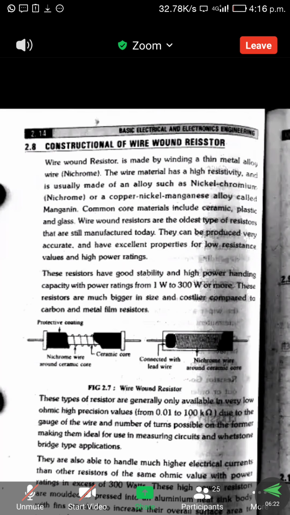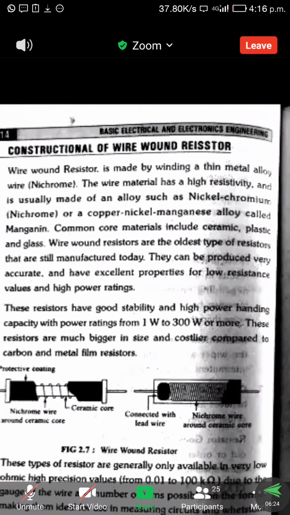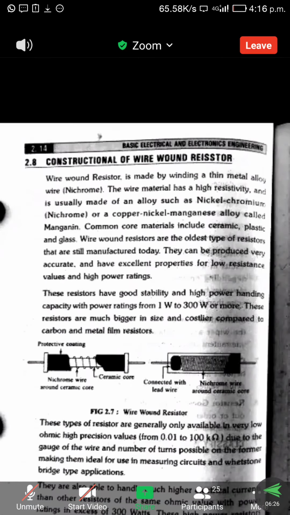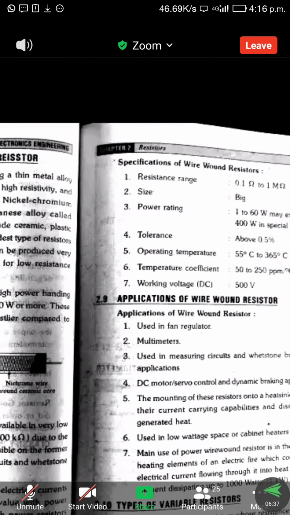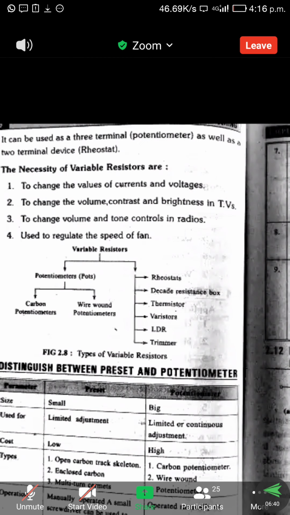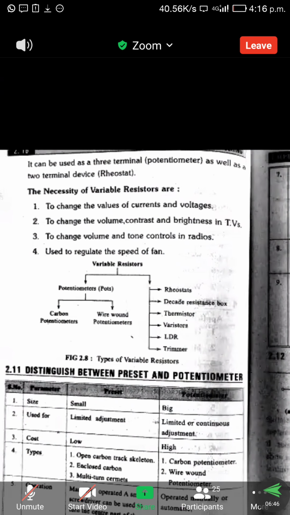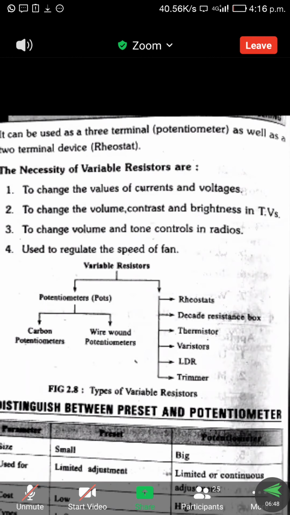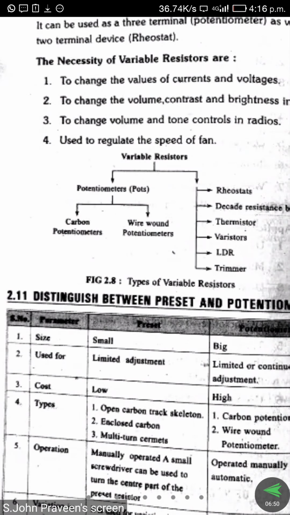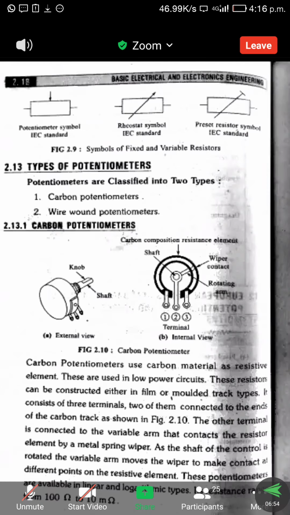They are also available in different forms: 2-terminal, 3-terminal, which is nothing but fixed rheostat and variable rheostat. But mostly we use the variable rheostat. Their applications are also mentioned here. Next we think about the precision type. Precision type again has carbon type and wire wound type. In detail, we start from here.